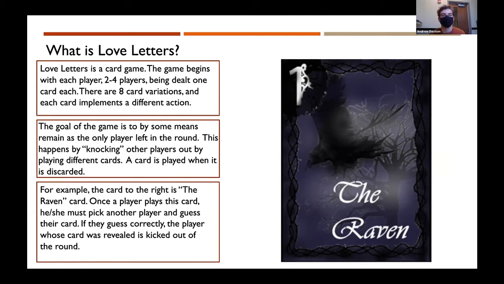Each card does something different. This card you see to your right here is called the Raven. When you play this card, you choose an opponent and you guess what card they have in their hand. If you guess correctly, then that opponent is knocked out of the round and you move on to the next turn. If you guess wrong, you just move on to the next turn. Some cards have special effects. In this case, you can't guess the Raven for someone else. So if I played this card against Andrew, I couldn't guess that he had the Raven.